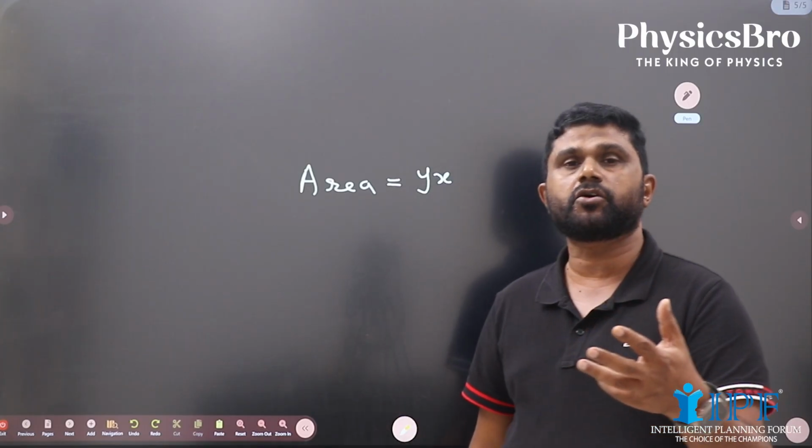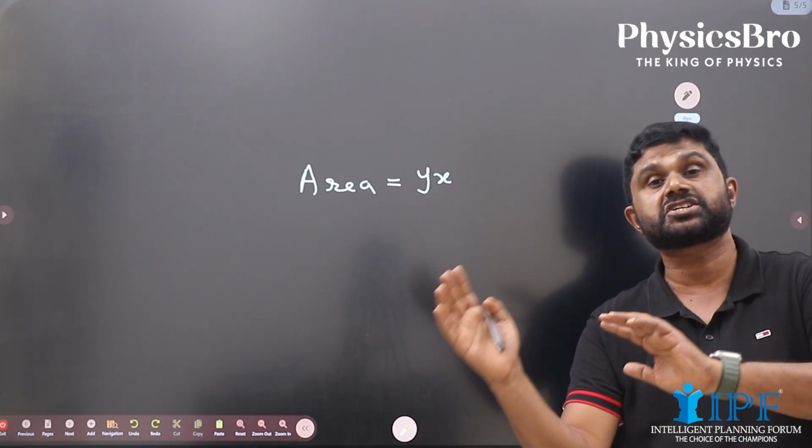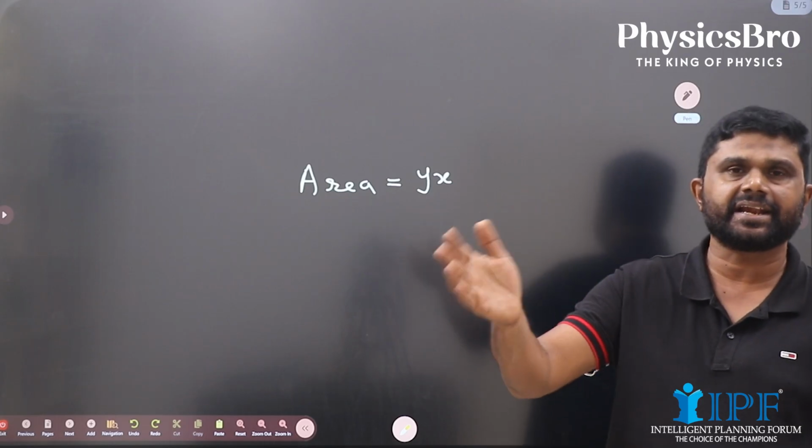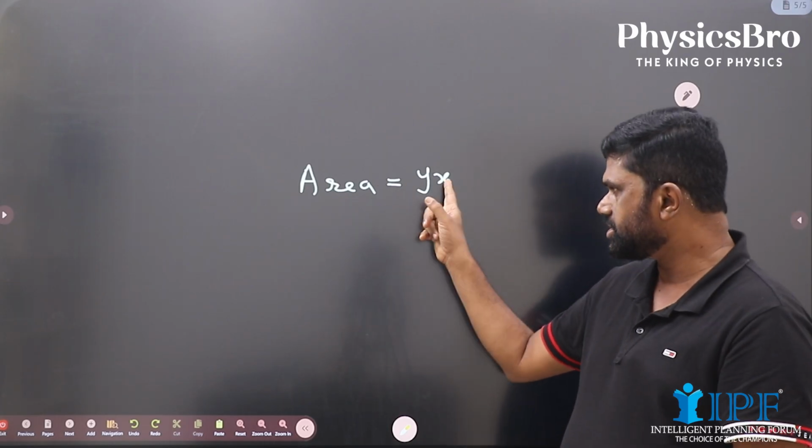What would be the physical quantity represented by the area under acceleration time graph? Acceleration along y-axis, time along x-axis. So the area will be acceleration into time.